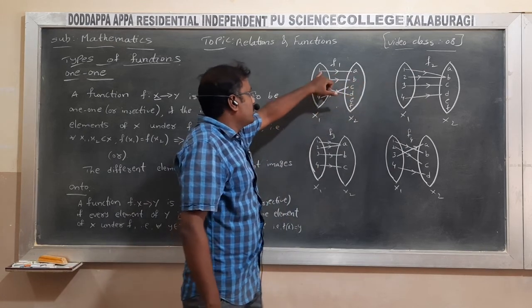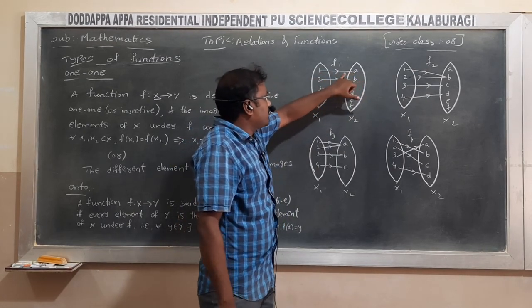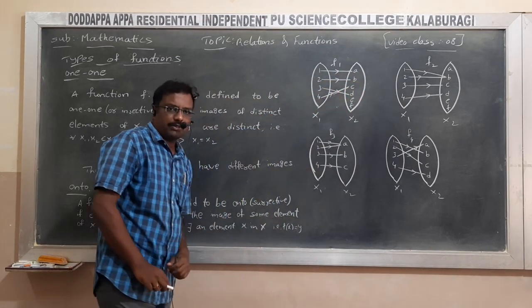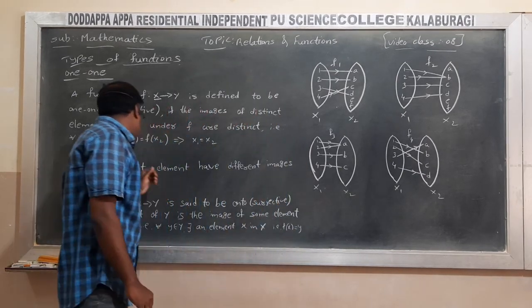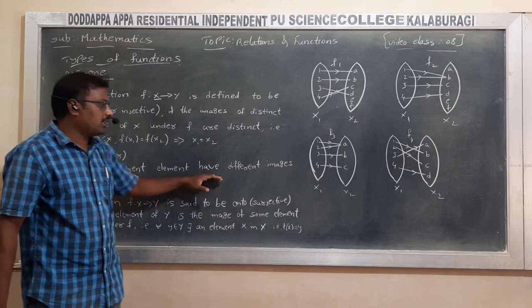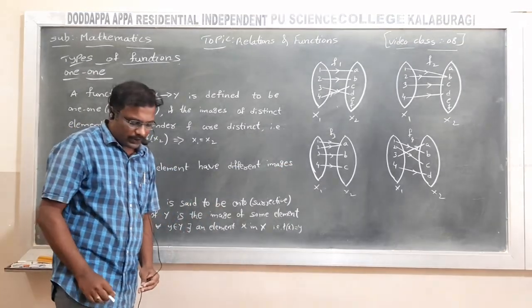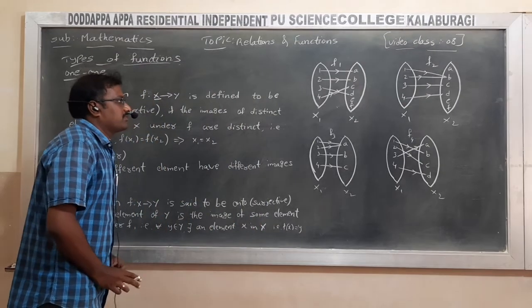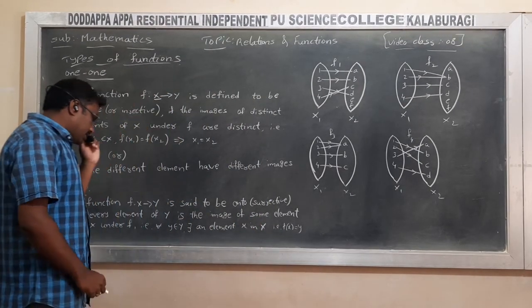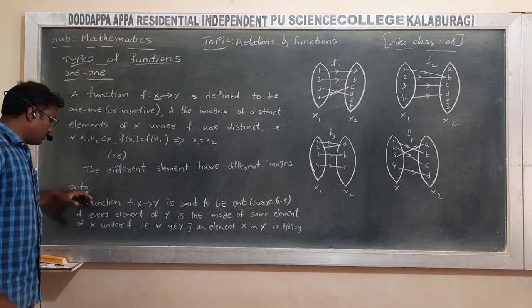So when different elements have different images, it is called a one-one function. Understood? Once again I will repeat: one-one function means different elements have different images, which means one element should be related to only one image. Next, another one, onto function.